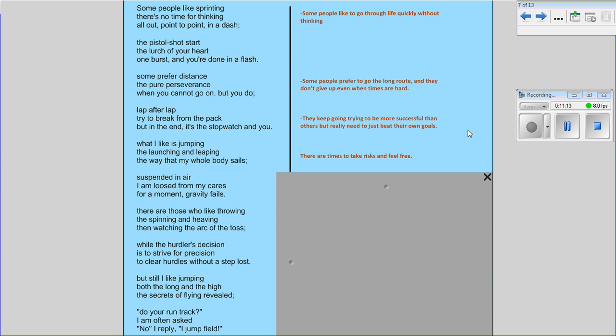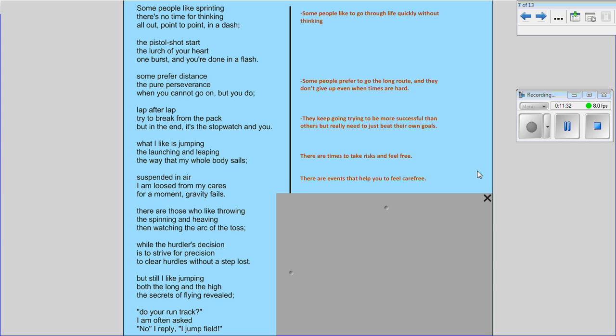Here the next stanza: suspended in the air, I'm loose from my cares, for a moment gravity fails. So there are events that help you to feel carefree, to make you feel like you're not concerned with the worries of the world, and it's important to find those things throughout our life.